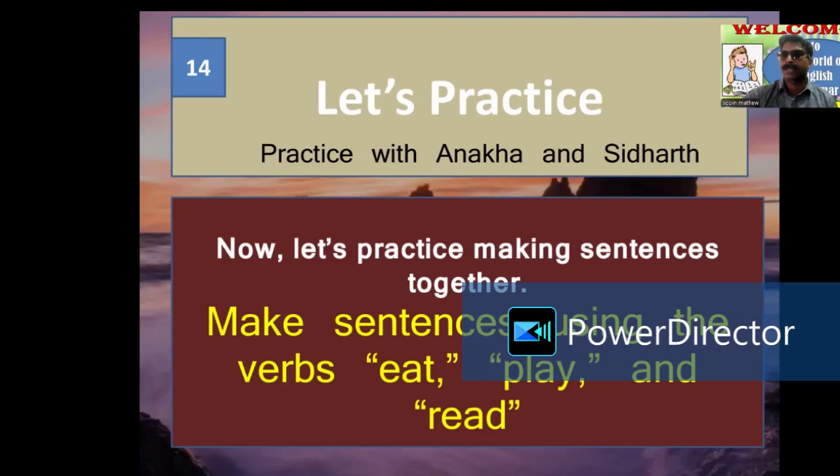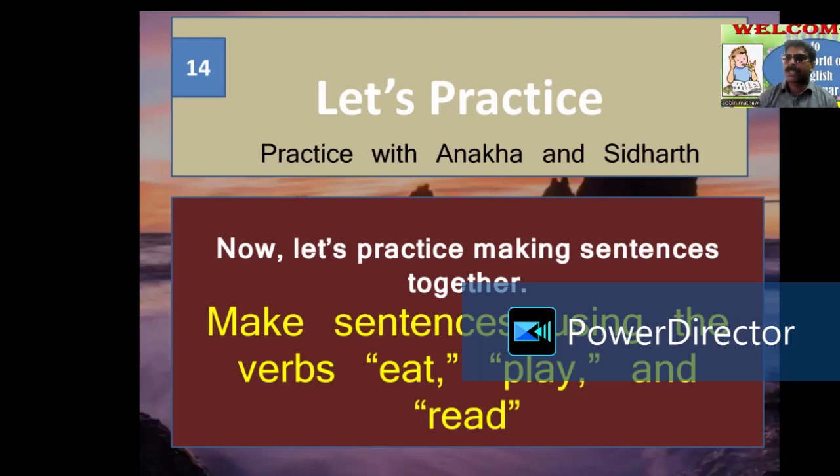Excellent answer. Teacher motivates the student. Then teacher asks Siddharth, read the sentence using the verb play with they. Siddharth now types the sentence in the chat box and reads. Siddharth reads the sentence using the verb play with the subject they as, they play soccer on weekends. Teacher responds to the student, excellent answer. Keep it up.